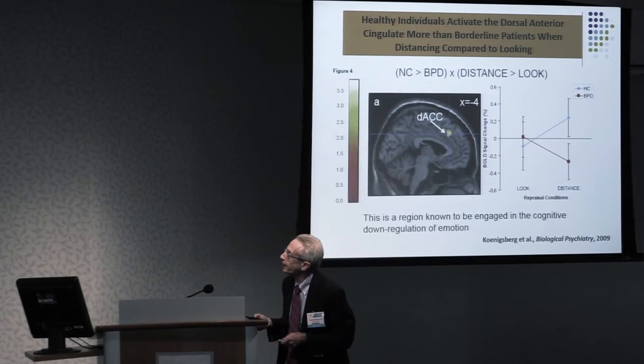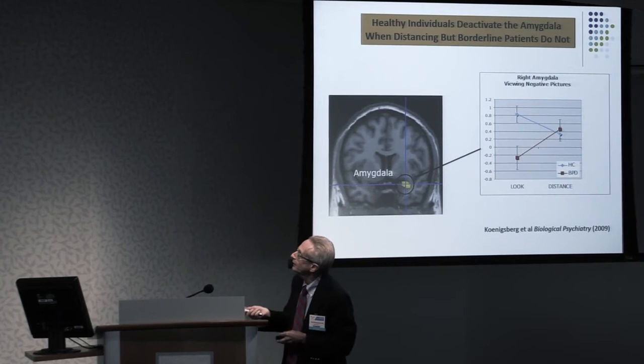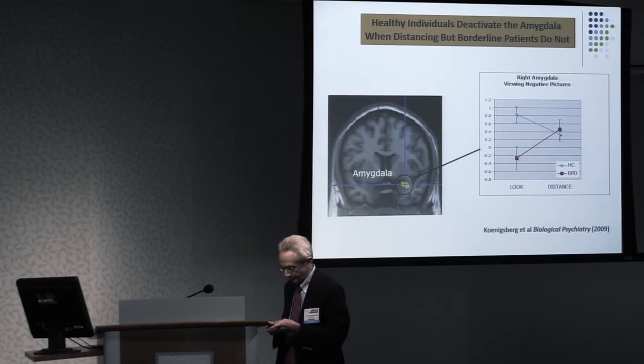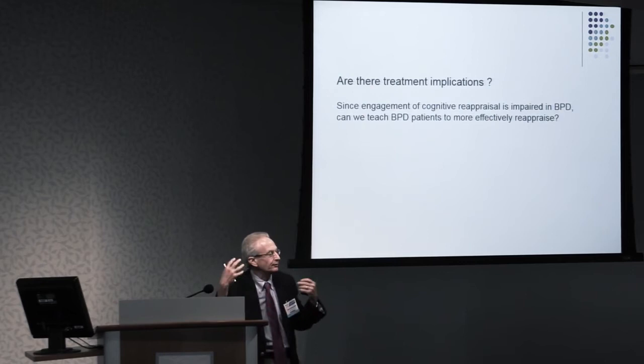One would expect that if this area is being activated, since this area downregulates the amygdala, we would then expect to see the amygdala downregulated during distancing, and that's what we found here, that in the healthies, the amygdala is downregulated when they're distancing. So now we asked, are there treatment implications about this? Could it be possible for people to practice this and somehow to get their brains a little exercised and be able to use this technique better?